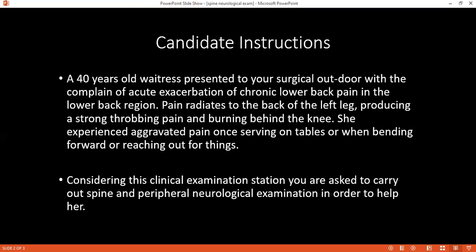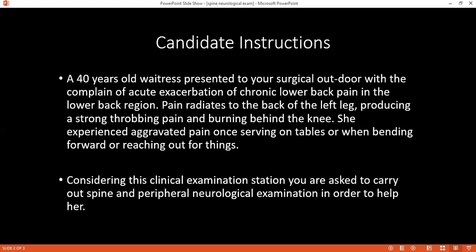And Schober test? Schober test is less than 20. So, is it negative or positive? How would you interpret that? It is negative. Okay, yes. Then negative. So my conclusion is that she has a backache, severe backache, and maybe mechanical backache.